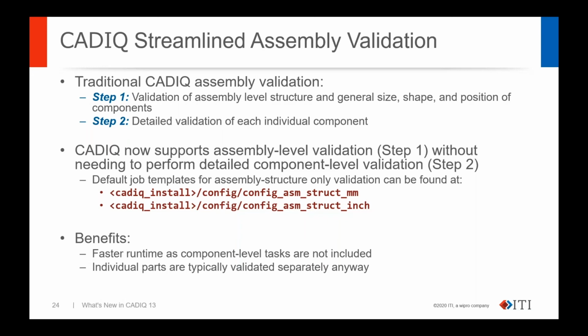So if this is something that you're interested in doing, there are some default job templates that would do this structure-only validation. You can find them in the CADIQ installation location under the config folder, and they're called config ASM struct. So that just means it's assembly structure only, whether it's millimeter or inch job templates. So, that was kind of a nice enhancement. It really improves the throughput and shortens your job times for assembly validation when you don't need to do detailed validation of each individual component.